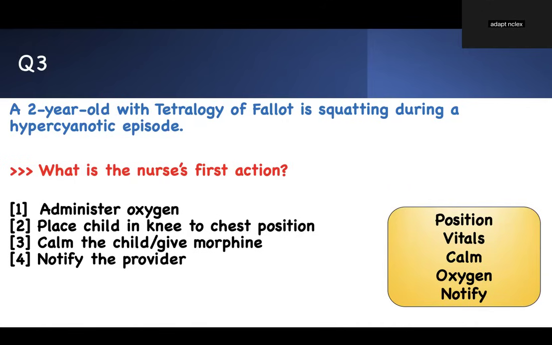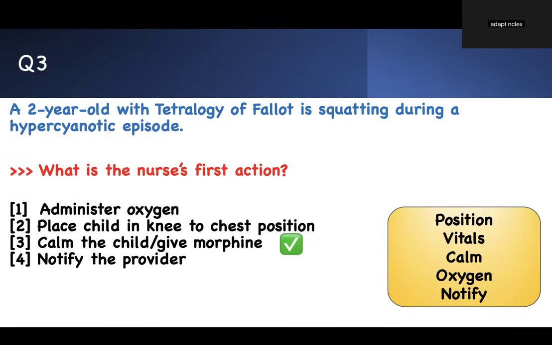So the way I want to remember them, position is number 1. If it's an adult who can squat, good. The kid is already squatting, which is the same thing as knee to chest position. Oxygen is not necessary because we know the kid is blue. Therefore, we should calm the kid down, give them oxygen before we notify the provider. Number 3 is the right answer.